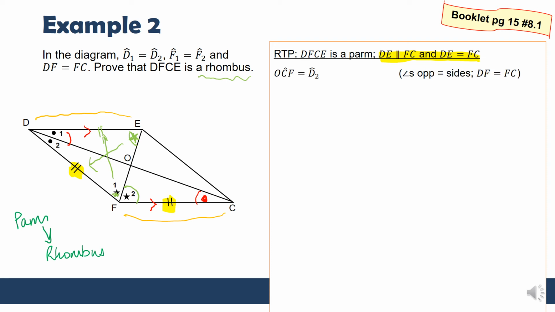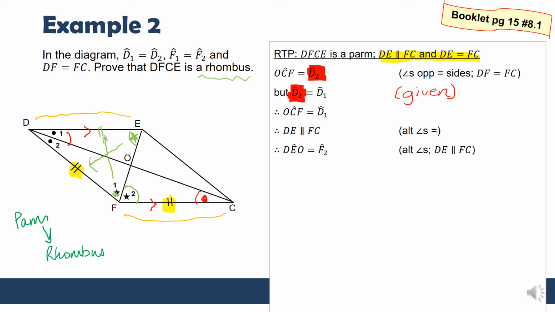All right, so we started off with our angles opposite equal sides. We said, but D2 is equal to D1, and I'm missing a reason here. That was given. Therefore, because they're both equal to D2, that means that they have to be equal to each other. And because they're equal to each other, they're alternate angles, and I could show that the lines are parallel.